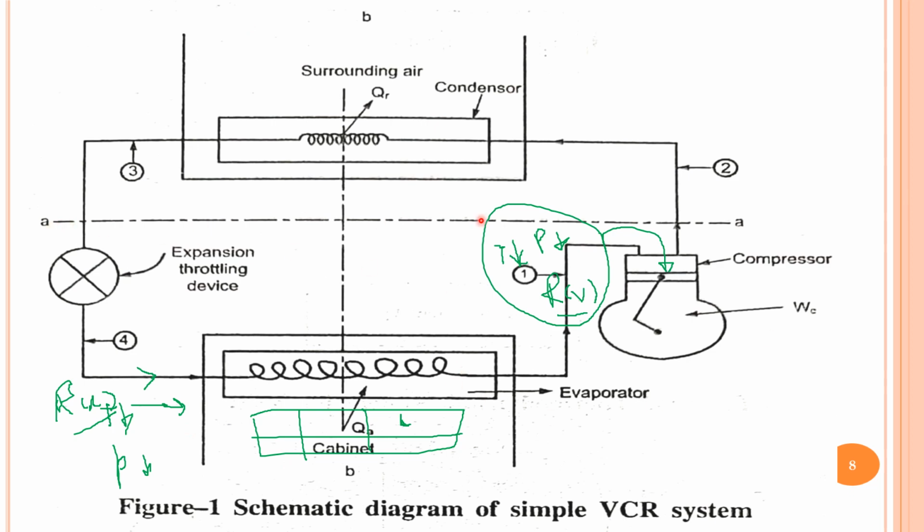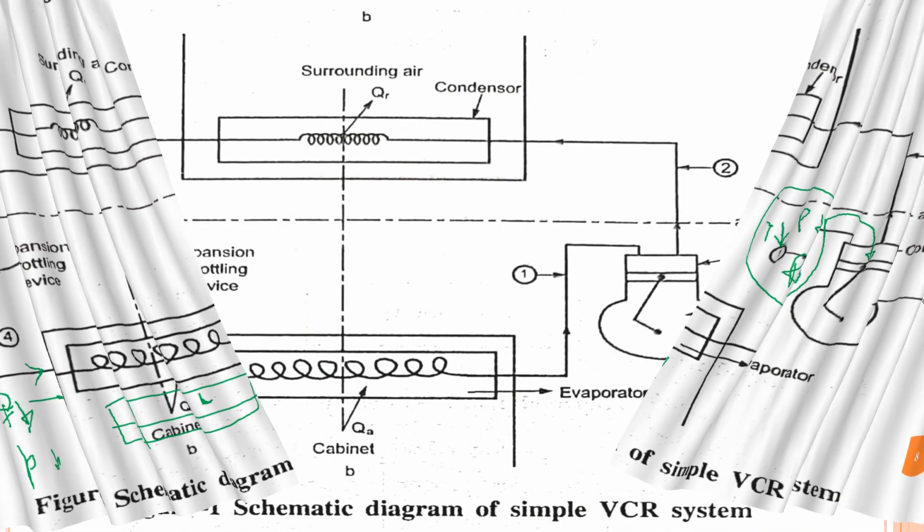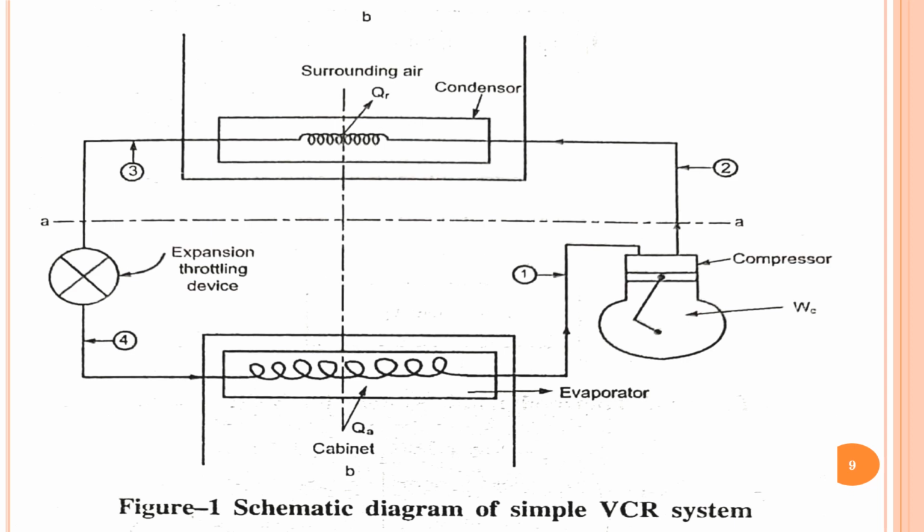Now you can see lines drawn here, line A and line B, horizontal and vertical. So again we will go through that. What is that? At state 1, what you will observe is low temperature, low pressure refrigerant in vapor state.